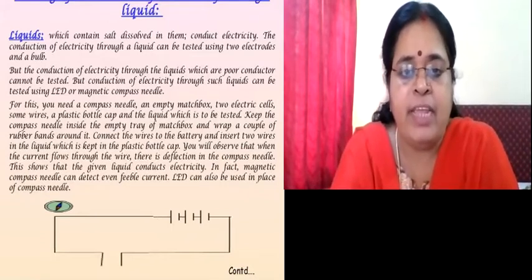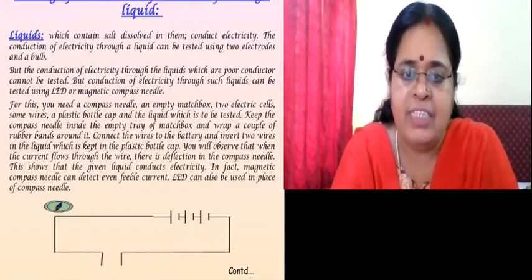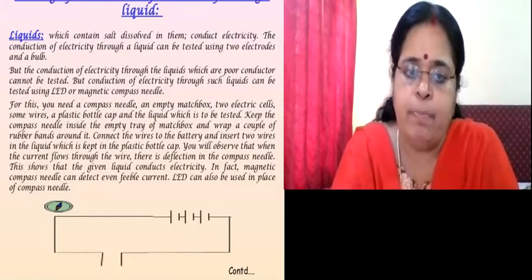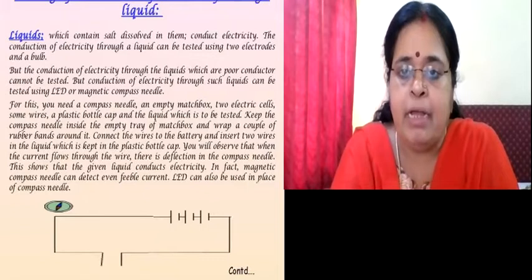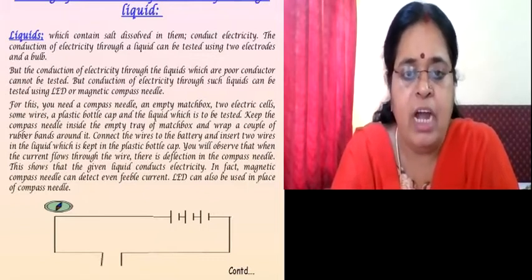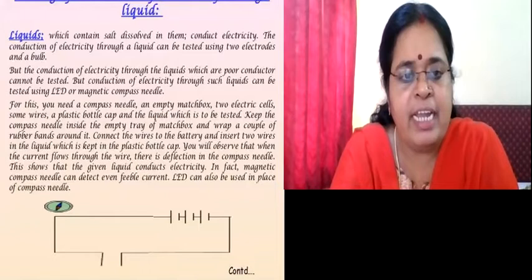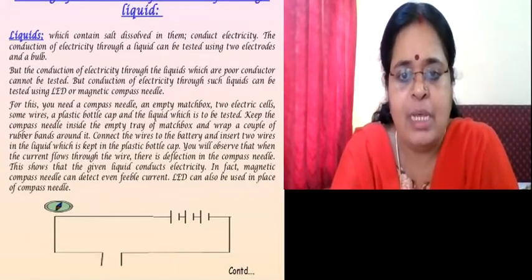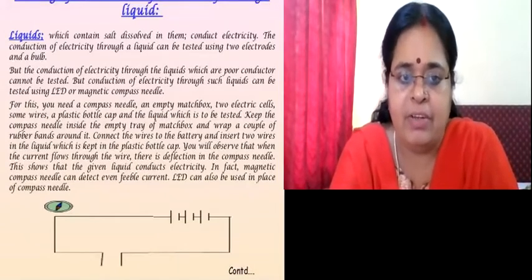But the conduction of electricity through liquids which are poor conductors cannot be tested this way. It can be tested by using LED bulbs or a magnetic compass needle, because LED bulbs can also detect weak currents if they are there. So we can't use our ordinary bulbs, but we can definitely use an LED bulb in the case of liquids which are poor conductors of electricity.